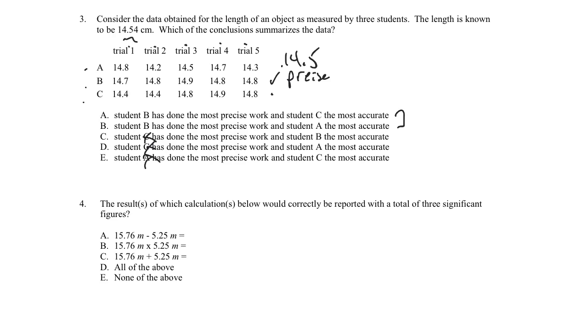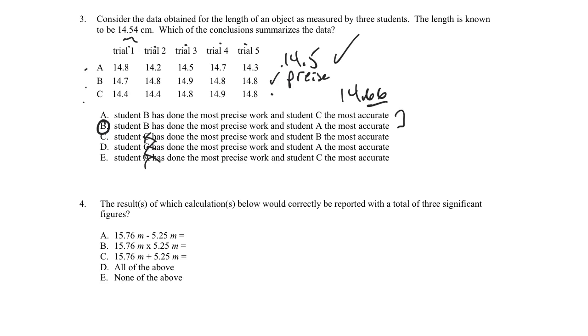And 14.4 times 2 plus 14.8 times 2 plus 14.9. It's pretty clear that it's A. If I divide this by 5, that's 14.66. So we're much closer, or not much closer, but a fair bit closer with student A. So the right answer here would be B has done the most precise work, and that A is the most accurate.